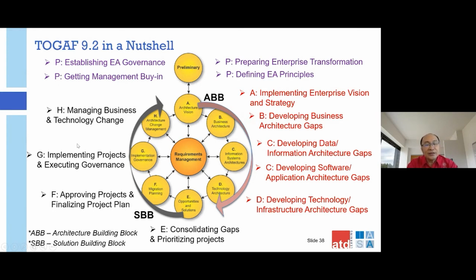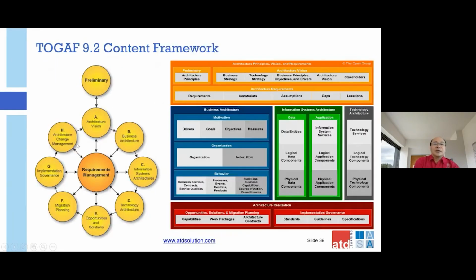So if there are any changes that may come in from the business or technology, how can our platform, our environment, address those changes? Then this is where the so-called content framework comes in. The content framework, if you can see here on the screen, is connecting to every phase. Like the top one, the orange one, is covering the preliminary phase, architecture vision, and the architecture requirements. So all of that is connected within the TOGAF framework itself.